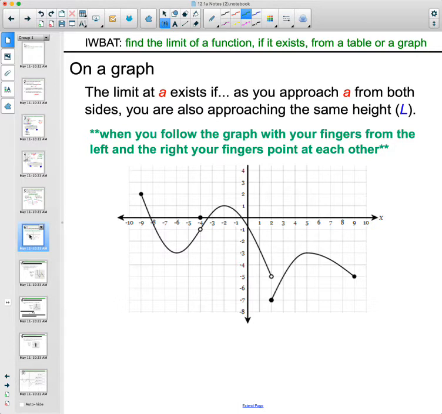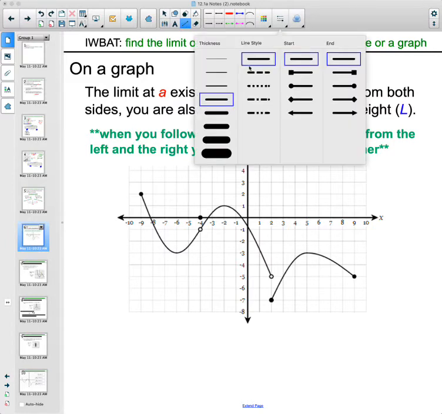Okay, so on a graph, the limit at A exists if as you approach A from both sides, you're also approaching the same height. We kind of looked at it on these other two, but it's almost as if you could put your finger on the graph and follow it to a specific line. So both fingers, one on each side, and see if the graph is approaching the same value from both the left and the right. So let's take a look at what I mean by this.